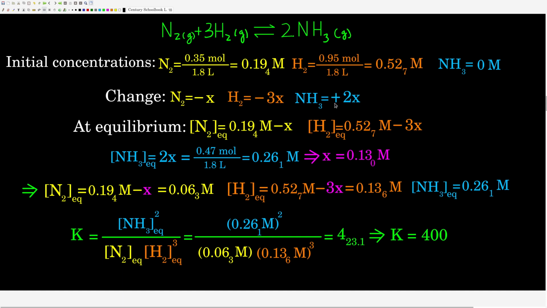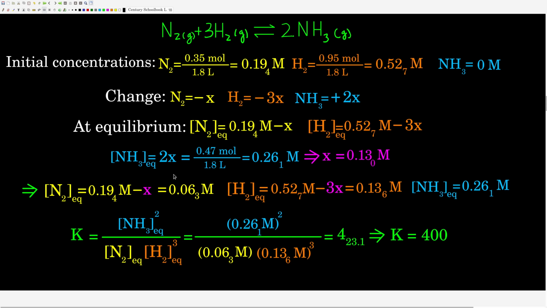These signs are important. So that means at equilibrium, once everything's settled down and the rate of the forward reaction is equal to the rate of the reverse reaction and all the concentrations are constant, then the concentration of nitrogen will be its initial concentration minus X. The concentration of hydrogen will be its initial concentration, right here, minus 3X. And the concentration of ammonia will be 2X.